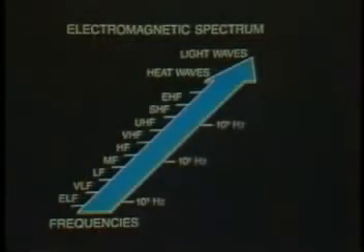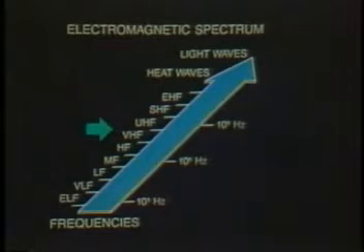In the electromagnetic spectrum, microwaves fall between the highest radio frequencies and the frequencies of heat and light. As you can see, microwaves cover a very broad range of frequencies which fall into three frequency bands: ultra-high frequency, or UHF, super-high frequency, or SHF, and extremely high frequency, or EHF.